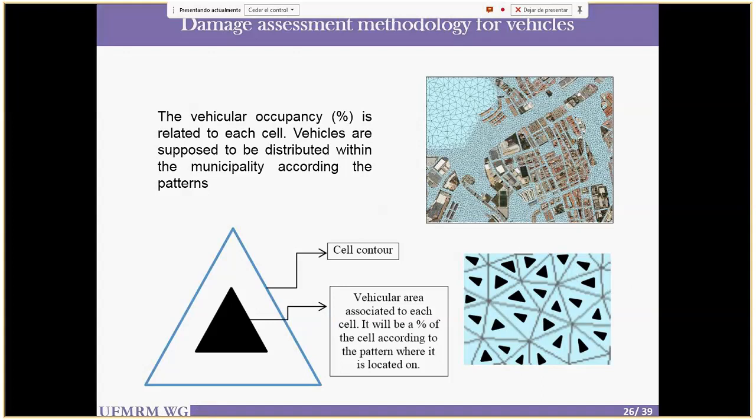Here, when overlapping the shapefile of the computational grid or mesh and the vehicular occupancy, each cell, as you can see here, is related to a certain pattern, thereby establishing a percentage of vehicle area, in square meters, for each cell. So all that we have to do is apply the weighted damage curve to each cell, namely to the square meters of vehicles contained within it. Just remember that the damage curve was converted into euro per square meter.